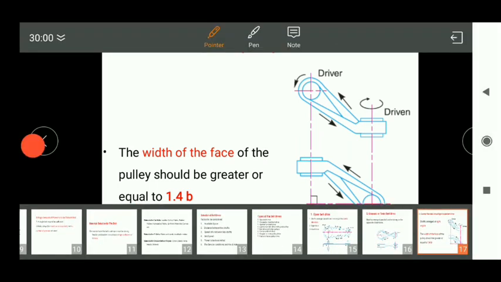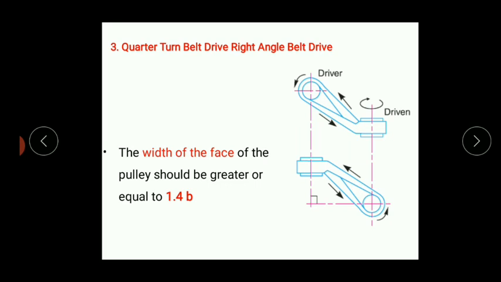One thing you should remember in this case is that the width of the face of the pulley, both the driving pulley as well as the driven pulley, should be more than 1.4 times the width of the belt. Here you can observe, 1.4 times B means a 40% increase of the pulley width should be there over the width of the belt.